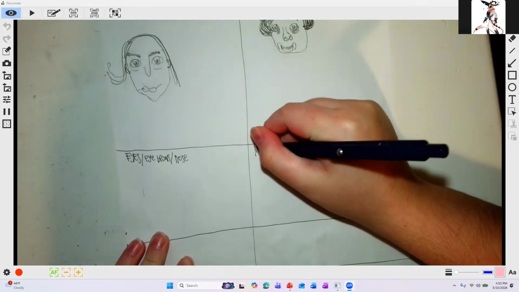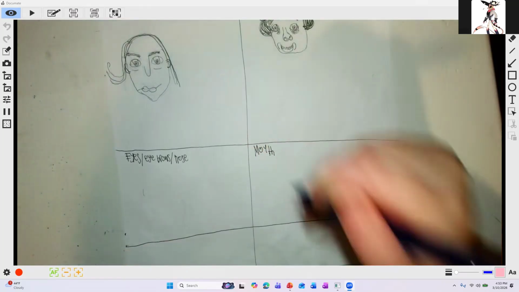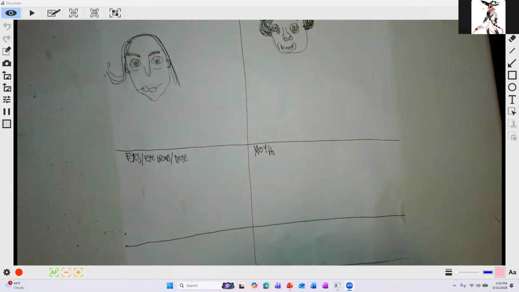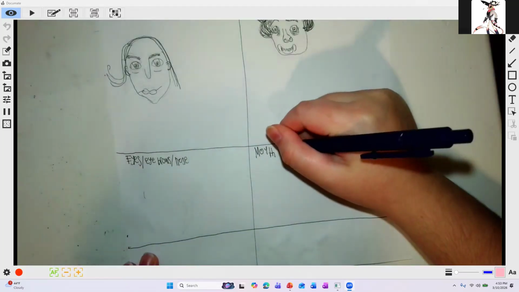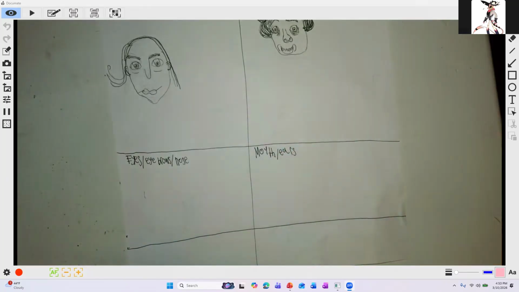And then this will be eyebrows, eyes, nose, mouth. And we'll practice some. Anything I'm missing, I'll cover that.